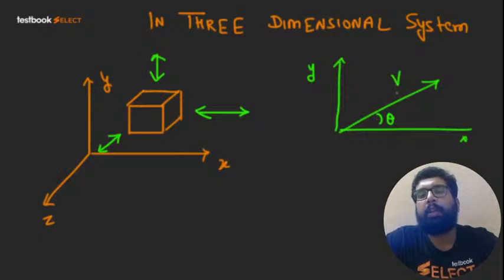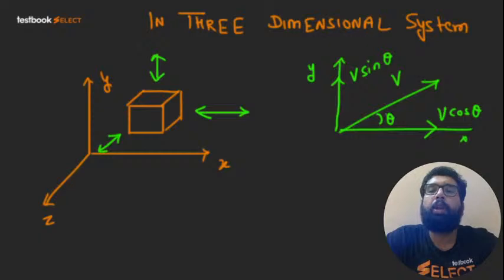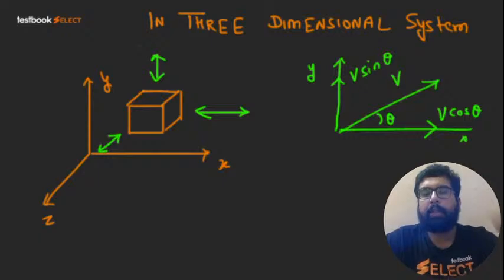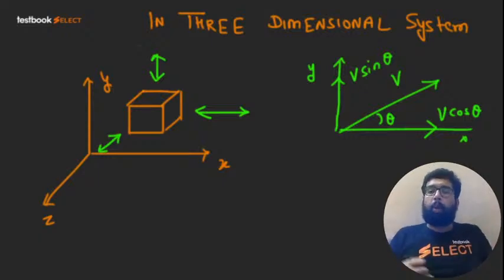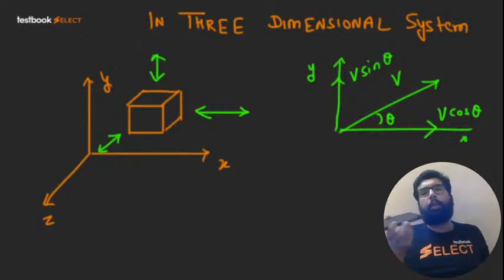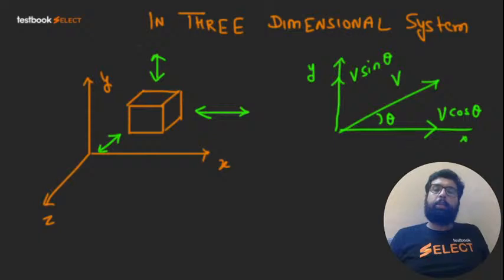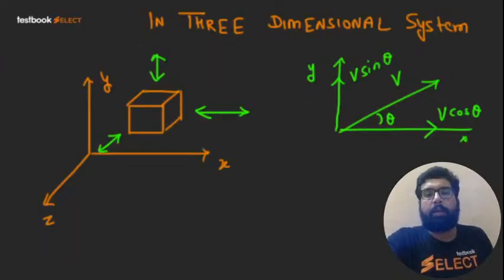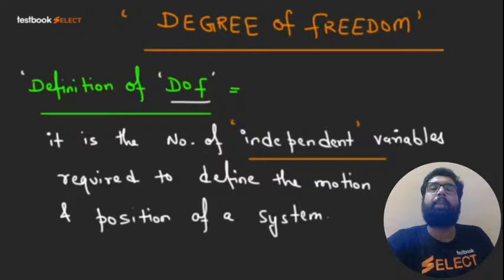Simply, if it is moving at a velocity v, you will find a component here, v cos theta, and there will be v sin theta. Getting my point, beta? So definitely this v depends upon the velocities in x and y direction. That is why we talk about only x, y and z direction. Sometimes the student asks, sir, it has infinite independent motion. A body lying in space can go in any direction. No, it cannot. So when we are saying degree of freedom, that is why I told you this independent word is very, very important here.